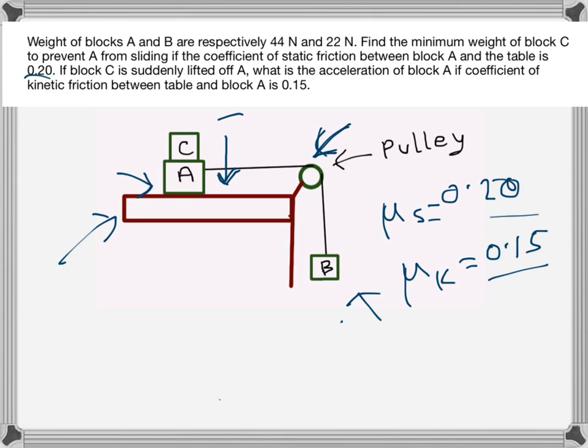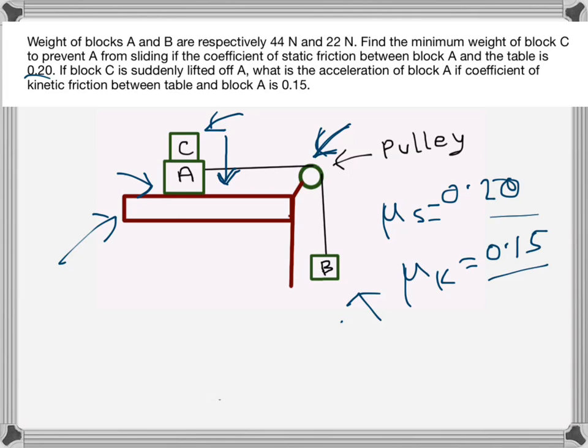So C is another block that is on top of A, and we have to find the minimum weight of that block that will prevent A from sliding down. Because of B and because of this frictionless pulley, the static friction may not be enough with only A. So another block of some weight C has to be on top of A, and we have to find the weight of that block C.